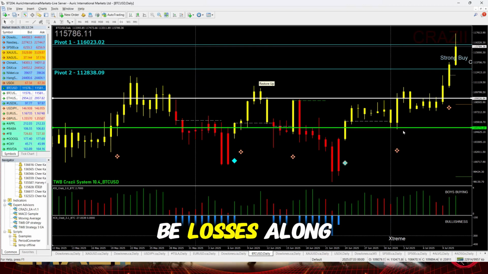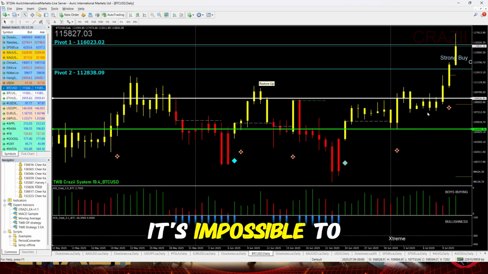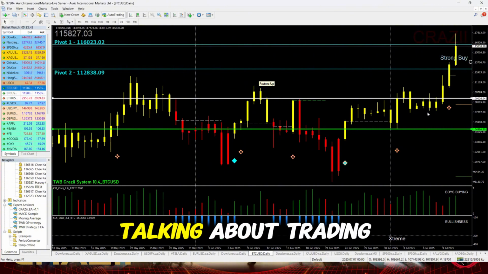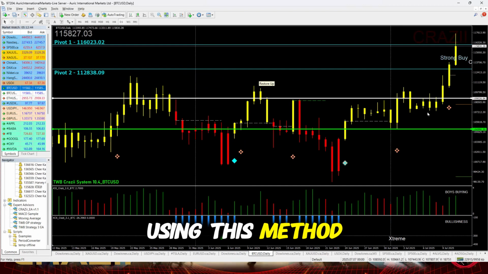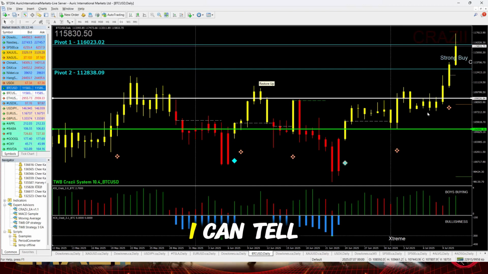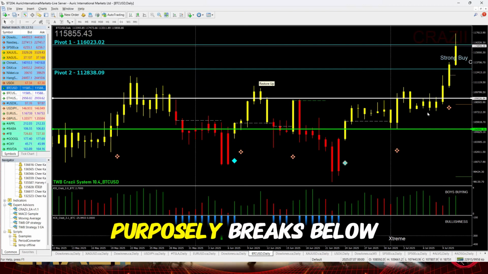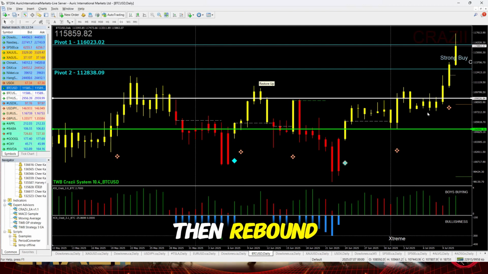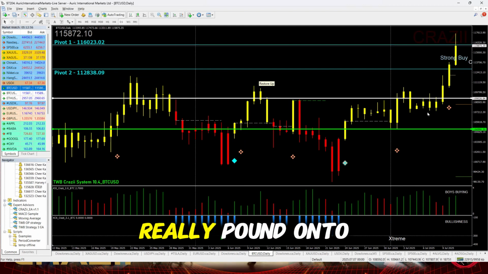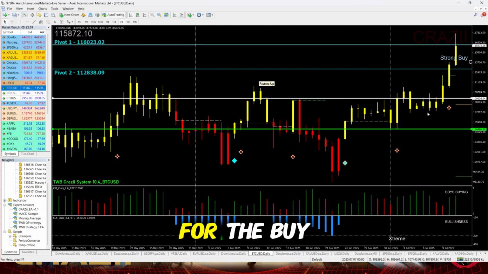Now, there will be losses along the way. It's impossible to have no losses. So when people tell me their trading system has no losses, I think there's a lot of BS there. But if you're trading using this method on the day chart and you follow it, I can tell you this: especially on those days when the market touches a line and the KSI turns red, and the price purposely breaks below the white diamond line and then rebounds, those are the best days to really pounce on it and go for the buy.